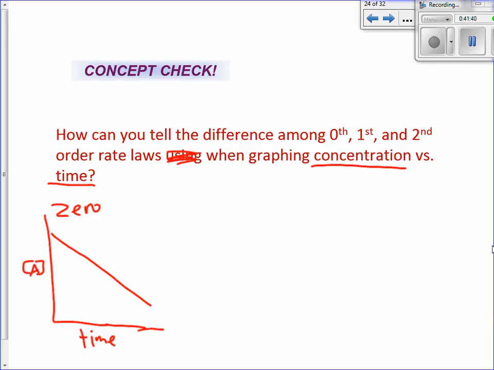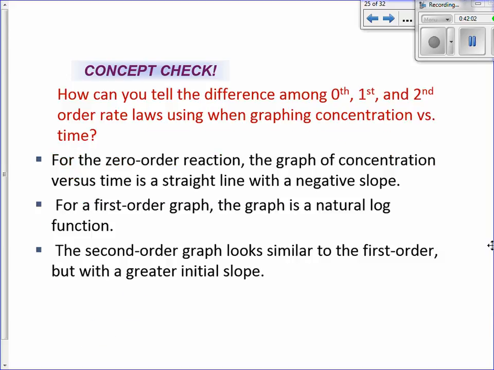But how does the second order look different from the first order in that respect? Steeper slope for the second order. They're both going to decay, the first and the second. Basically, here's the information. 0 order is the straight line with the negative slope. First order is going to look like a decay, but the second order has more of a steeper slope for the decay.